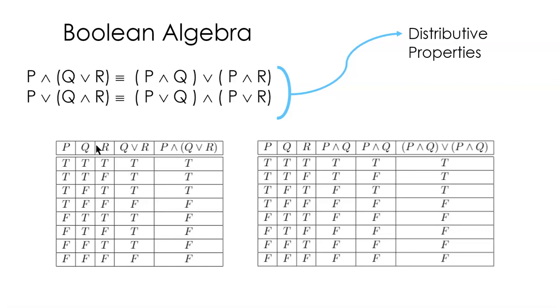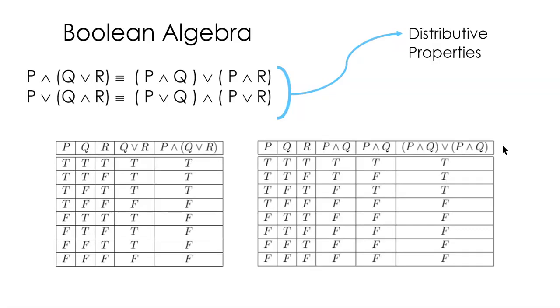I have P, Q, R. This is where I ORed the Q and the R. And this is where I took the P and I ANDed it to this column. So I'm looking at, this is a true, this is a true, the whole thing is true. True, true, I got a true. And we don't need to go through all this. So this is the left side and this is the right side.